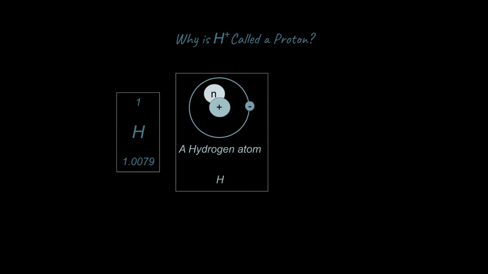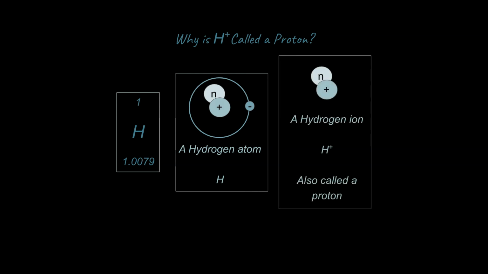It's neutral, meaning it has no charge in and of itself, so we can ignore it for these purposes. This is a diagram of a hydrogen atom, similar to a Bohr model atom if you've heard of those in the past. But let's think about what happens. If it loses an electron, what would it be called?